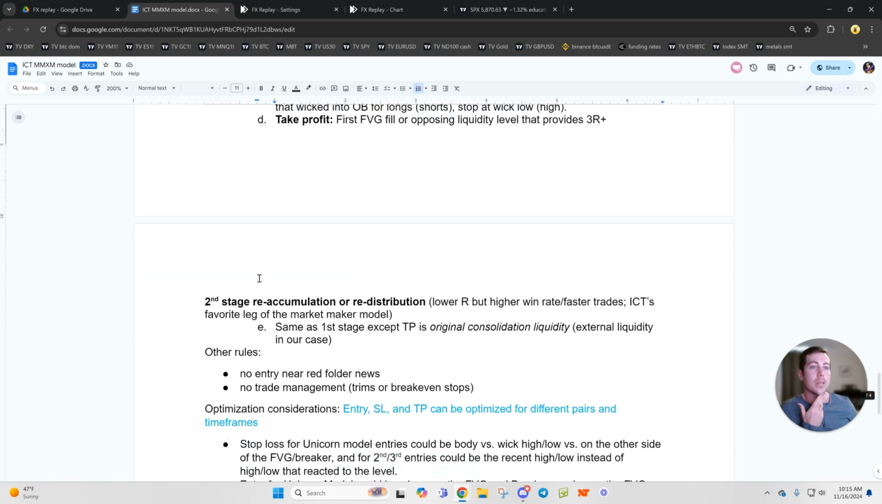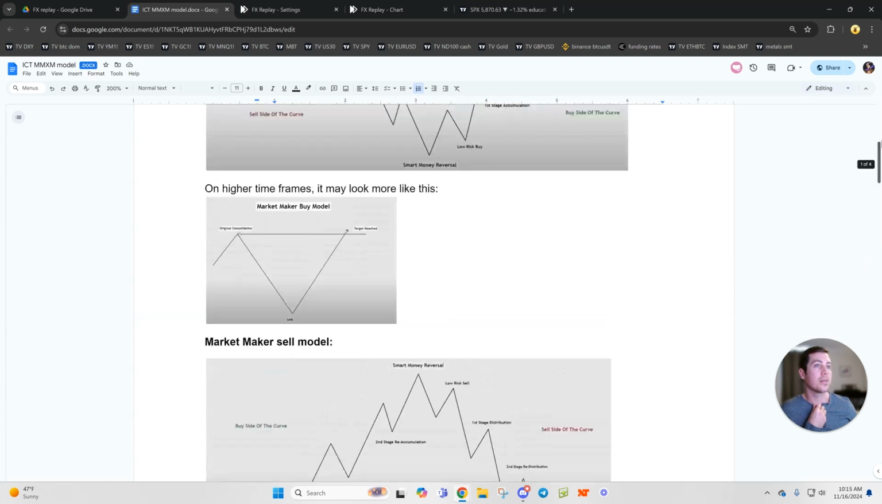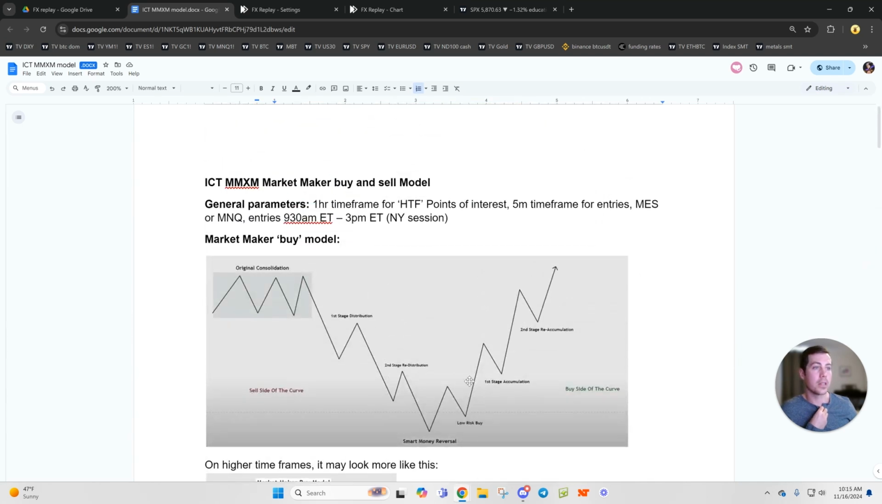And then we're going to be using the same model for the second stage reaccumulation. The only difference is you're targeting that initial consolidation. When you're doing this first stage accumulation, these highs along the way, or the local highs, could be your simple take profit levels. But when you're using this second stage reaccumulation, your main target is just the initial consolidation.